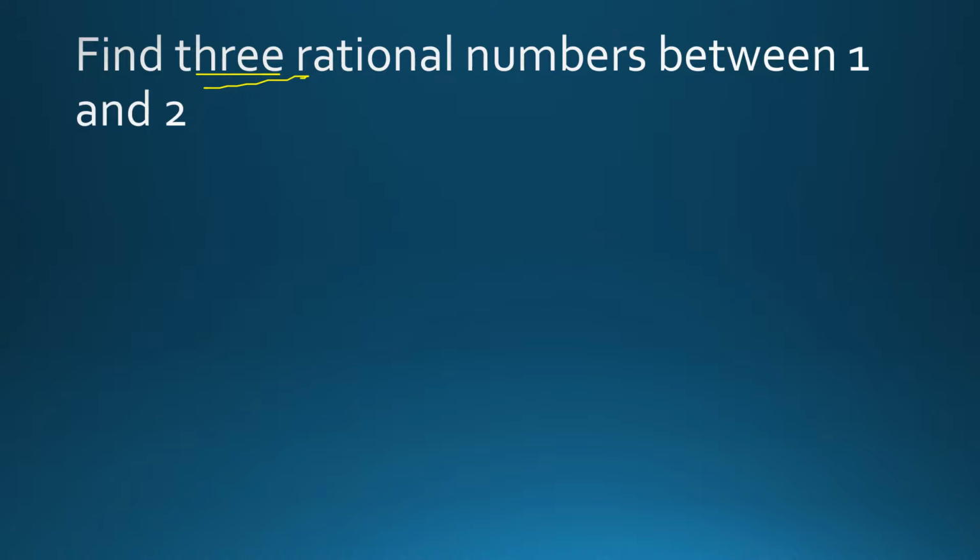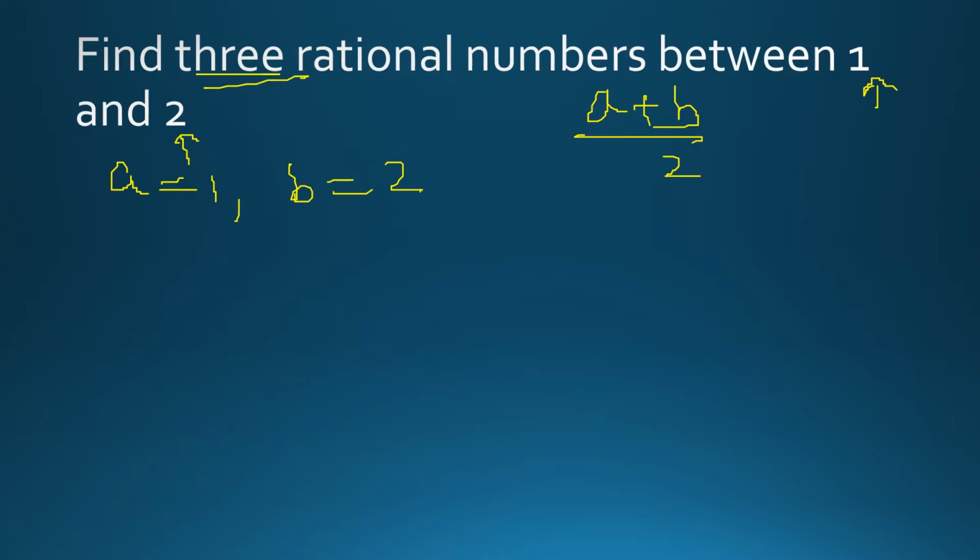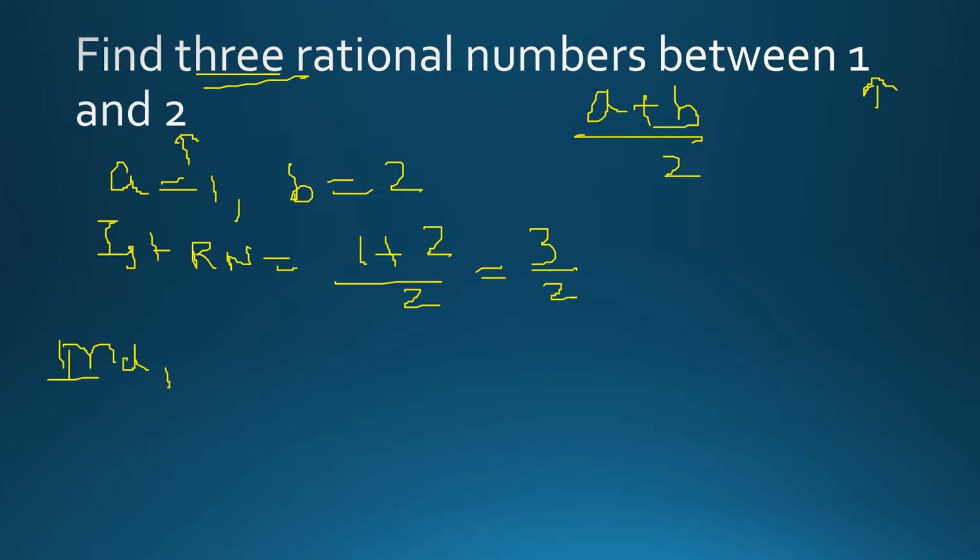So in that case you have to use this formula, (a + b)/2, where you will consider a and b as either of these two numbers. Let's say a, I'm assuming 1, and b, 2. So your first rational number in between these two will become (1 + 2)/2, that is 3/2. Simple.